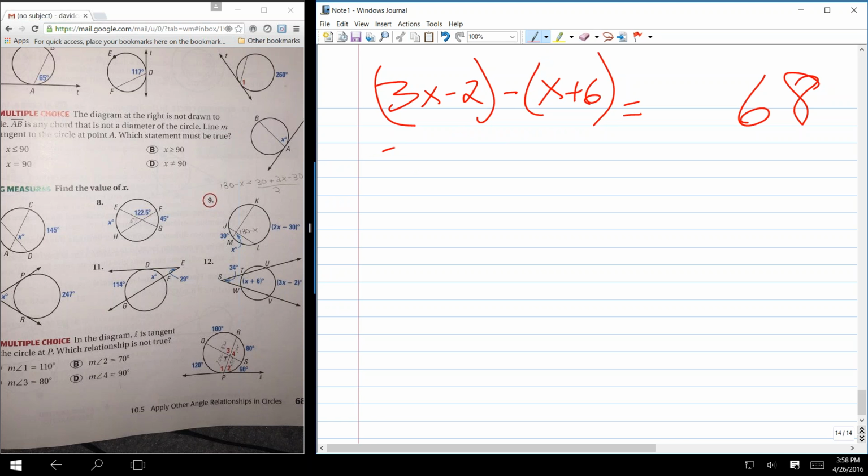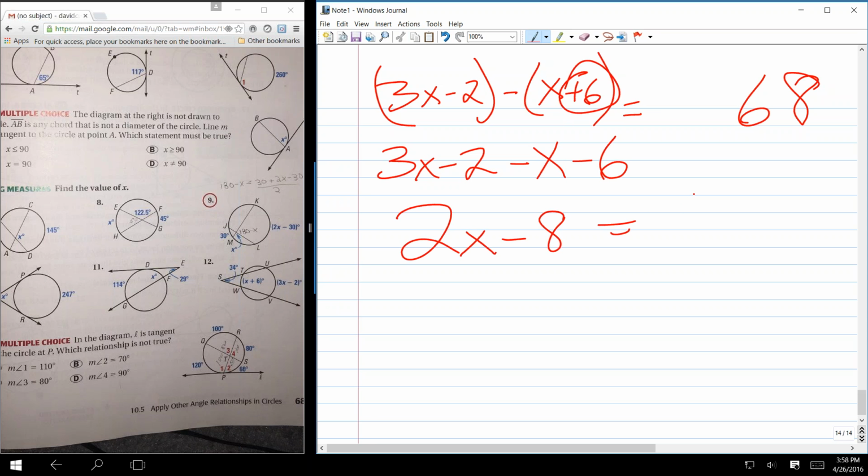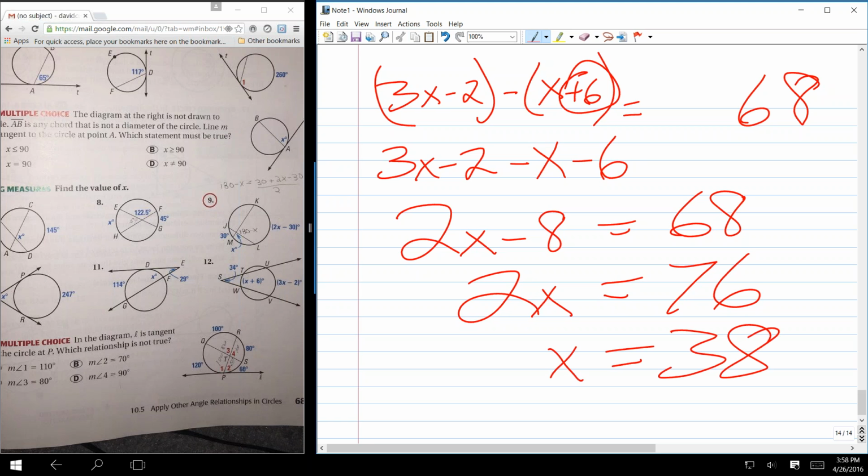3x minus 2 minus x minus 6. That minus 6 was the place that I was concerned about. In other words, that negative sign has to be distributed to the 6 also. So now we have 2x minus 8 equals 68, 2x equals 76, x equals 38. And again, I guess 38 makes sense. That means that little arc would be 44 degrees, which looks about right.